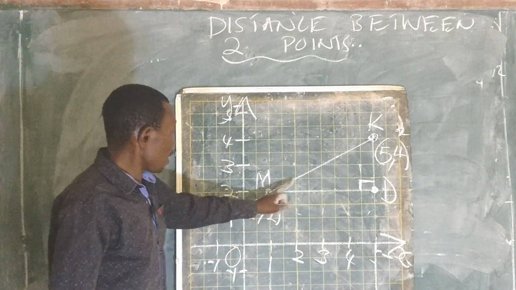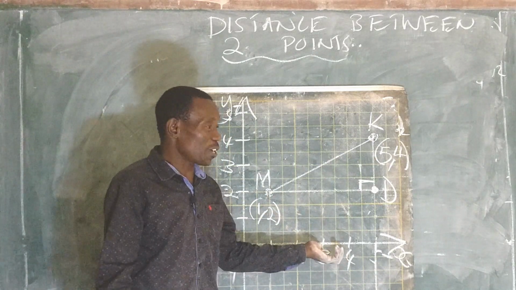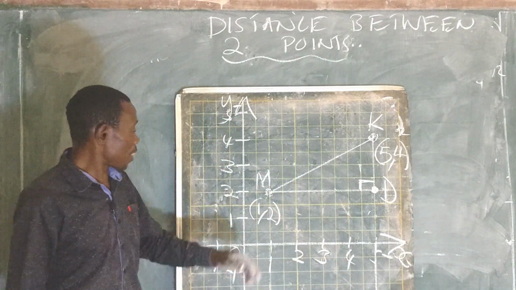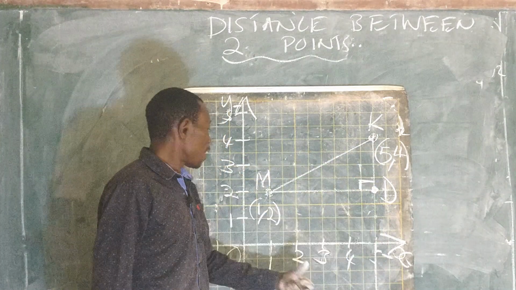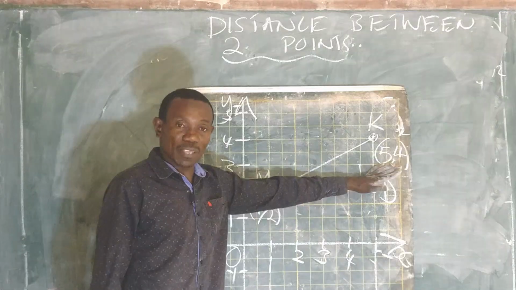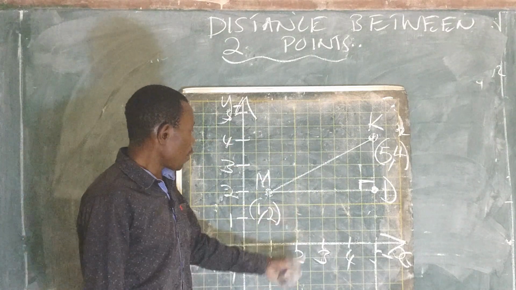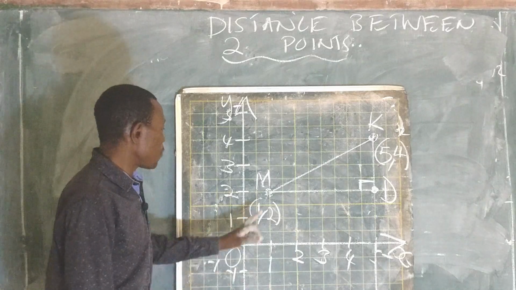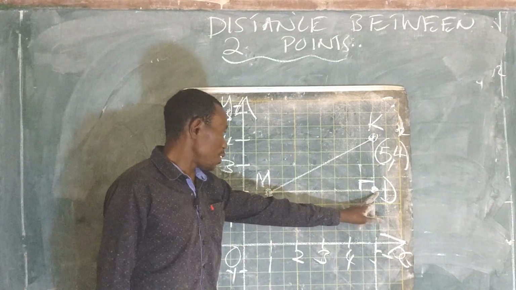So my target is MK in the right angle triangle. By Pythagoras, if we are to use Pythagoras to find the value of MK, definitely we have to know the value of KD and the value of what? MD. Without that, let us not talk about Pythagoras. So now, let us find the value of MD.